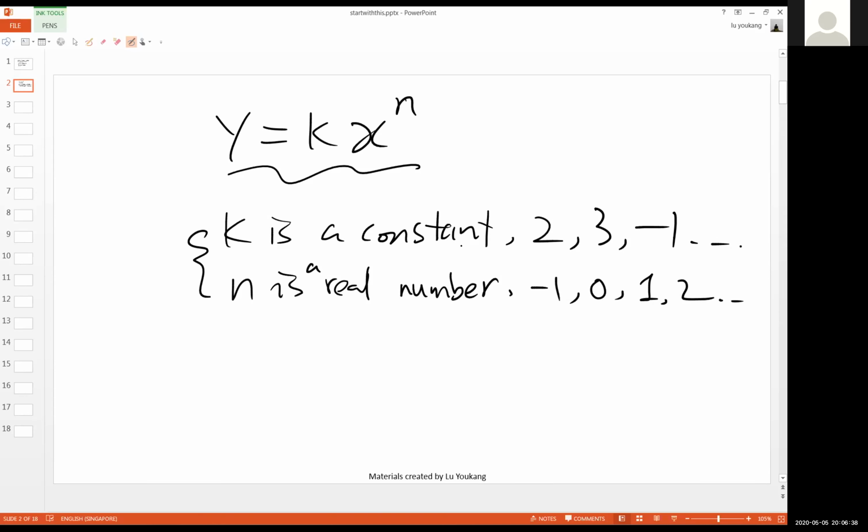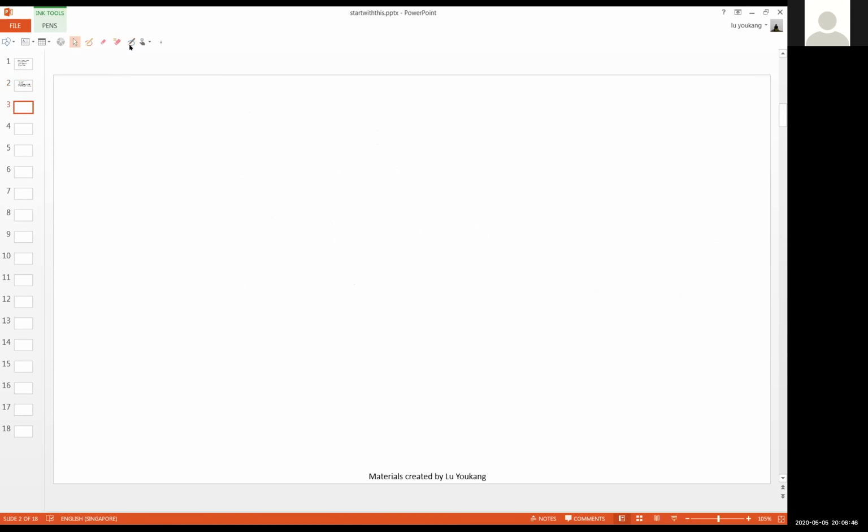Given this, you have to know how to graph the function. Okay? So let's start with one example. Let's start with this first. y equals k. Let's not play with k first. Let's just play with x to the power negative one. Right? Okay? So y equals x to the negative one.